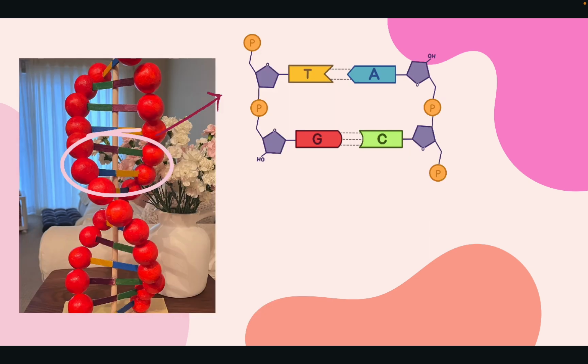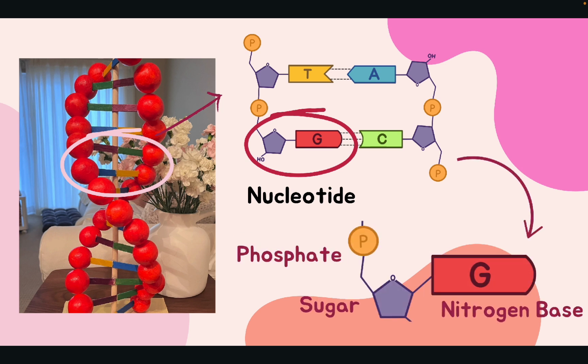If we take a closer look at the DNA, we can see that it's made up by these little units, and we call them nucleotides. A nucleotide contains three parts. We've got a phosphate, a sugar, and a nitrogen base. Nucleotides form a DNA strand by connecting the phosphate of one nucleotide to the sugar of another, which create the backbone of the strand.